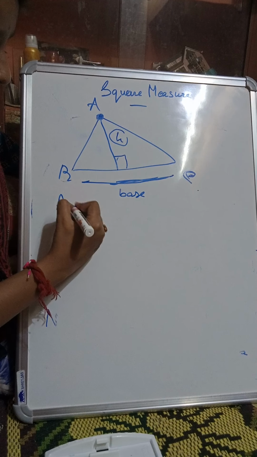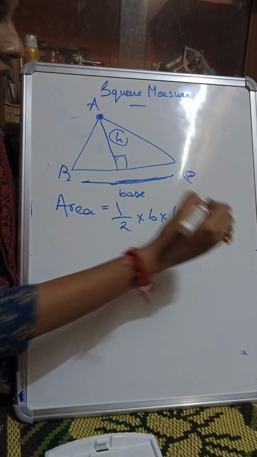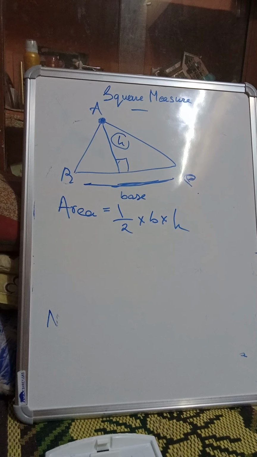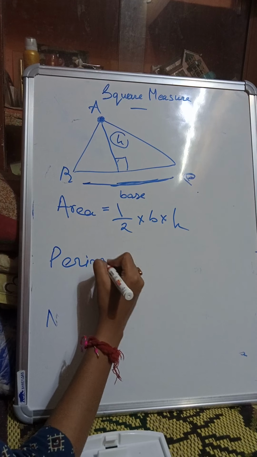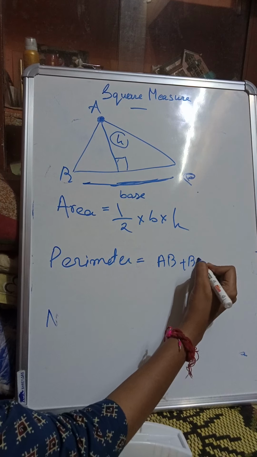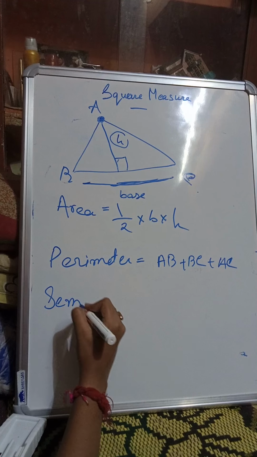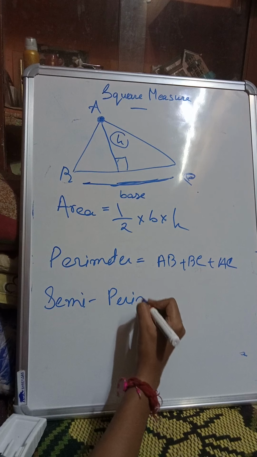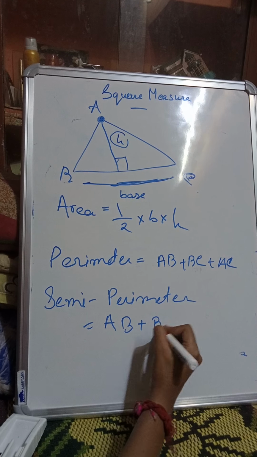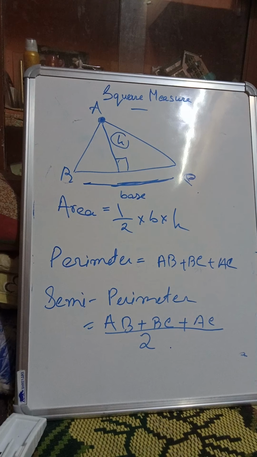So what is the area of a triangle? Area of a triangle is half into base into height. And what is the perimeter? Perimeter is nothing but adding all the sides up, that is AB plus BC plus AC. And if you are asked to find the semi perimeter, semi means half. So we just divide the whole perimeter by 2, that is (AB plus BC plus AC) by 2.